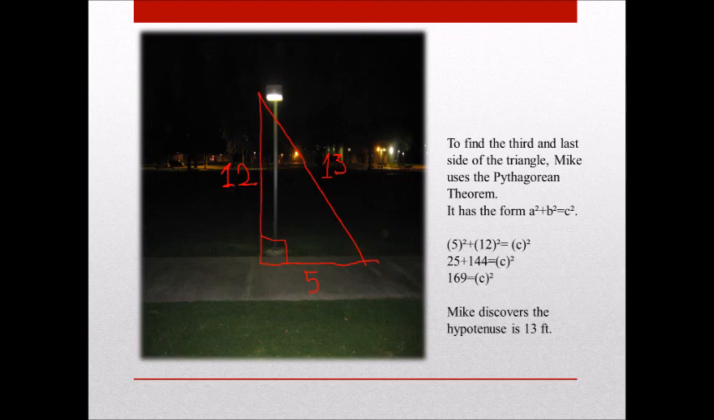To find the third and last side of the triangle, Mike uses the Pythagorean theorem. It has the form of a squared plus b squared equals c squared. So you plug that in, and it's 5 squared plus 12 squared, which is 25 plus 144. That equals 169. And the square root of 169 is 13. So Mike discovered that the hypotenuse is 13 feet.